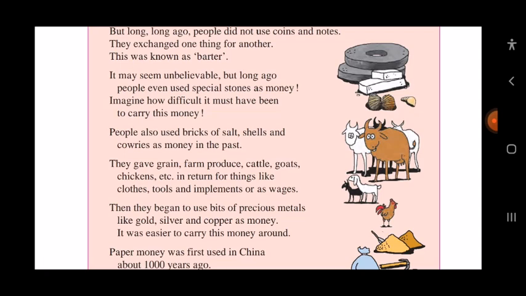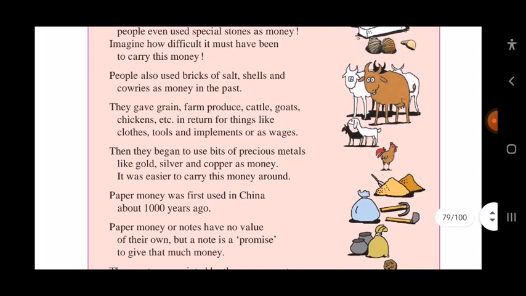People also used bricks of salt, shells and cowries as money in the past. In the past they even used as money bricks of salt, shells which we get on the seashore, and cowries, which are also like shells. So they used that as money in the past.